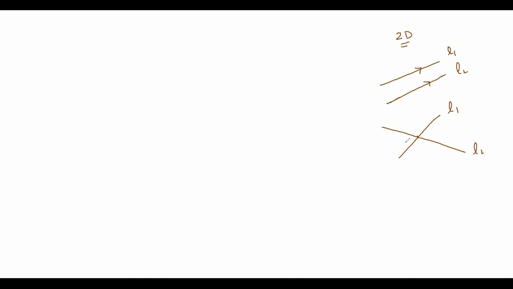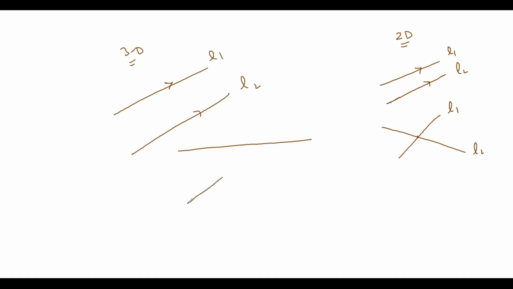But in 3D, there can be three cases. Okay, first of all, two lines can be parallel. Okay, no problem. So the lines L1 and L2 are parallel. Now, suppose in 3D, one line is going like this, the other line is just passing below it like this. Okay, and they are not intersecting. Let's say there is a gap of 10 feet between these two lines.